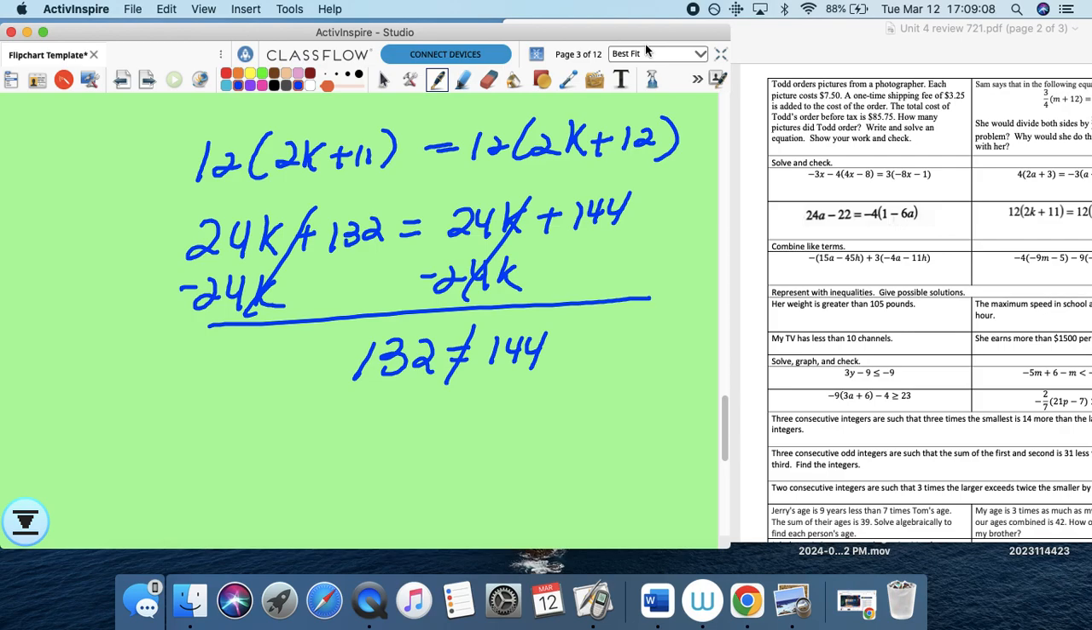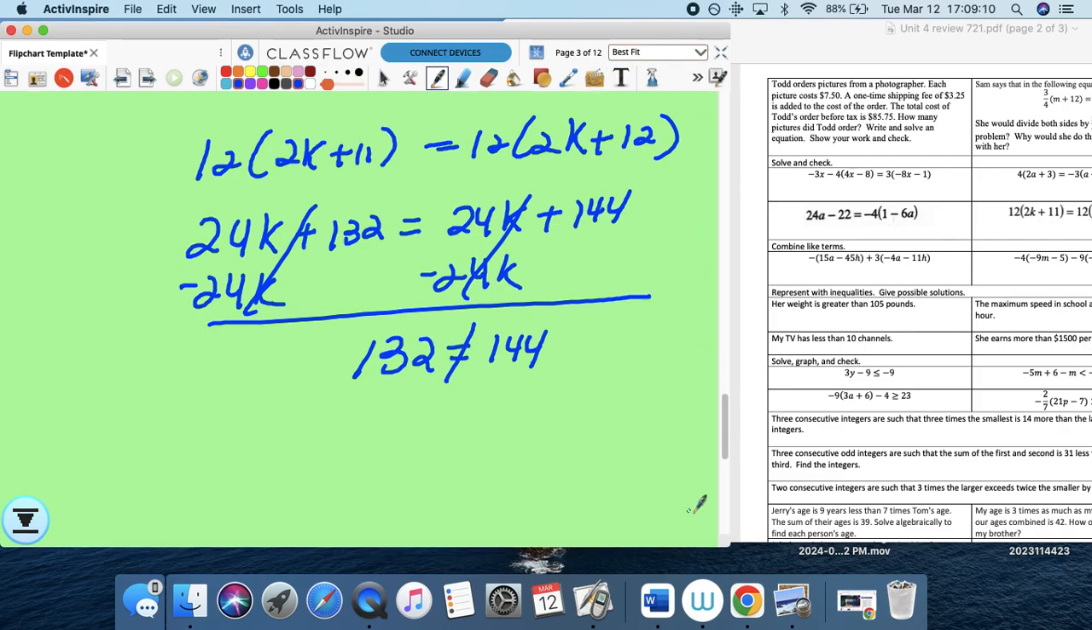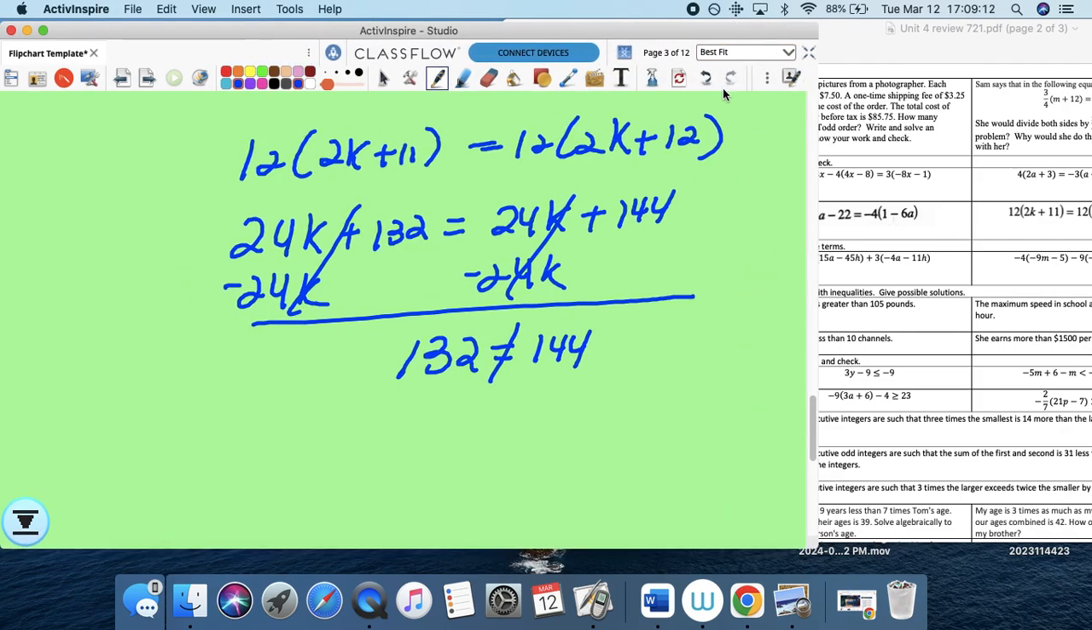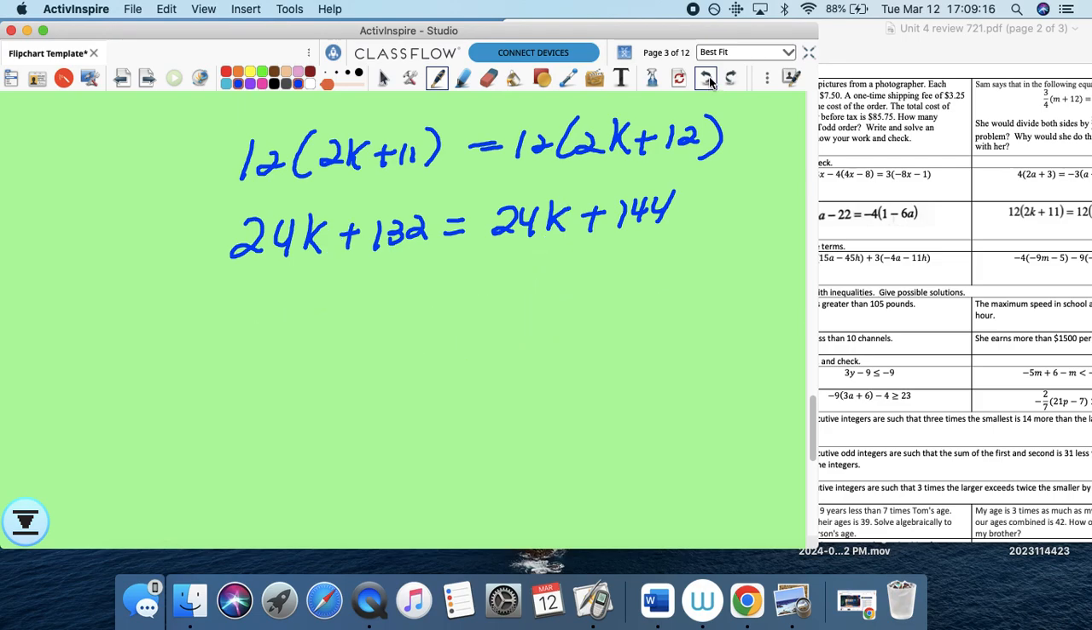Let me step back here. Let me change the problem just a little bit. Here, 2k, and let me make it 11. So let's say you do this truly properly. I'm changing the problem. 12 times 2k is 24k. 12 times 11 is 132. And at this point, you'll notice that this expression, the left one, is exactly the same as the expression on the right.